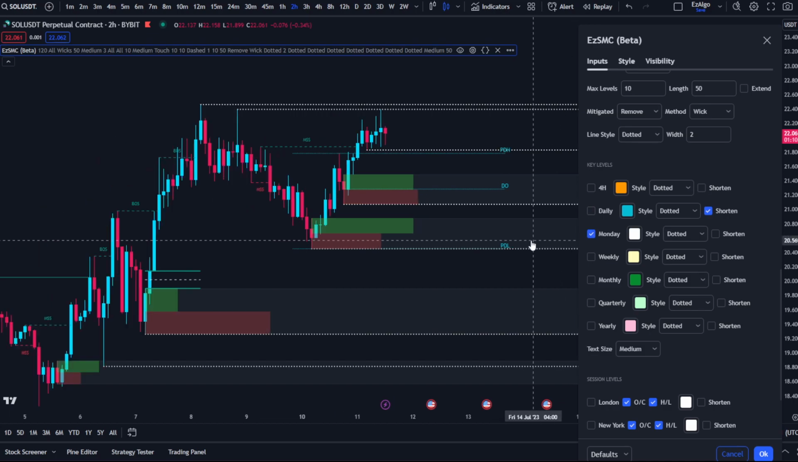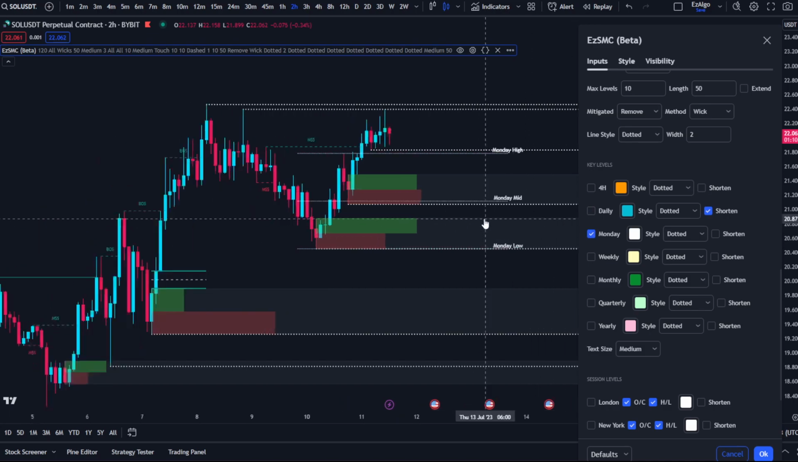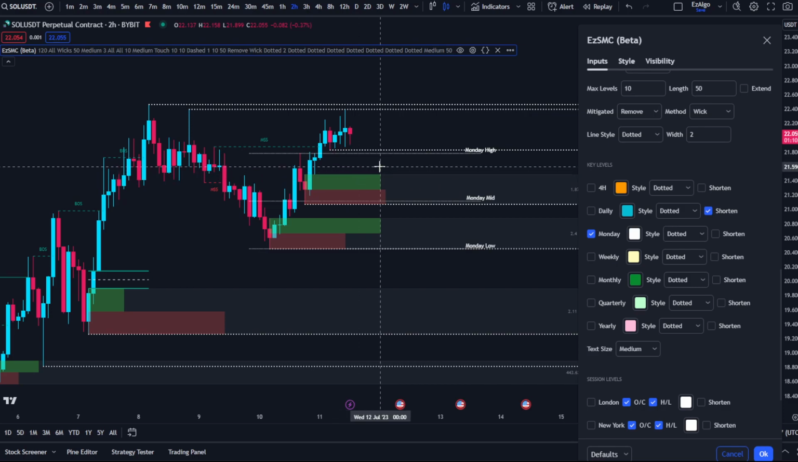I do love the Monday range. I find trading the Monday range is very, very useful, especially if there are other confluences. As you can see, we have a Monday mid right here, as well as a liquidity level and an order block.